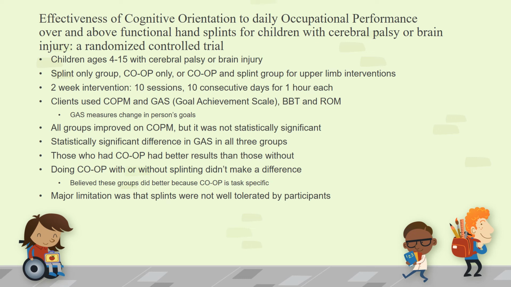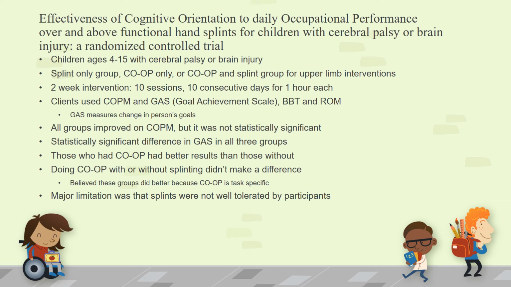And in order to measure the client's success throughout the study, they used COPM and GAS, and those measured the client's performance and the change in their goals. And then they also used the BBT, which is the Box and Block Test, and measured wrist range of motion. So the Box and Block Test is a test where clients will grasp and release blocks when transferring them from one side of a box to another in 60 seconds, and the score can be anywhere from 0 to 150, and that's the number of blocks that they move from one side to the other in the 60 seconds.